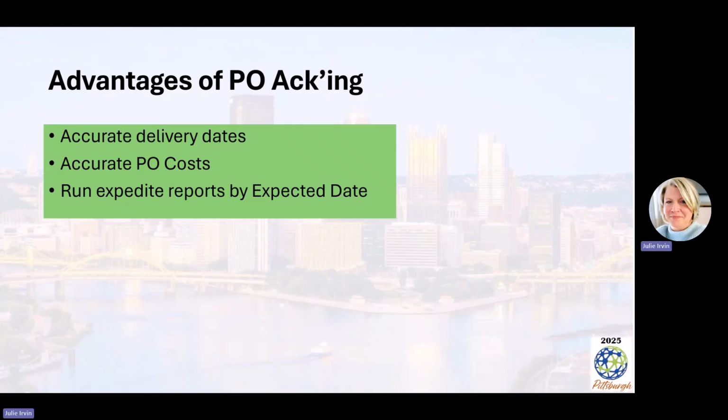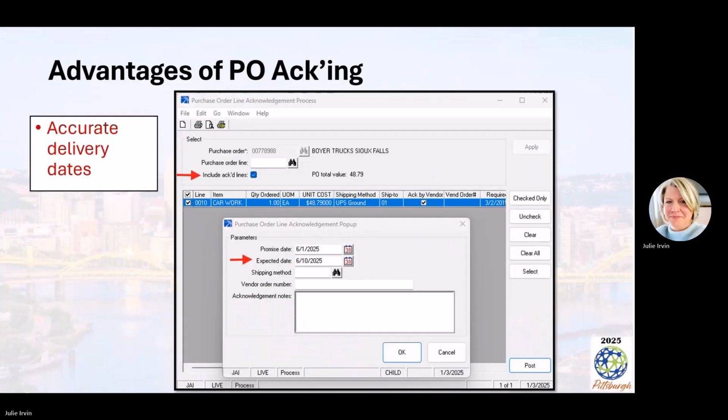The PO expedite reports can also be run by expected date instead of promise date. So here you can see that you can change the delivery dates on your line. So this is the screen, and you see there at the top that you're allowed to include already acknowledged lines. So if your vendor sends you a second update or a third or a fourth, you can still pull up those lines and update the date or the cost on that.